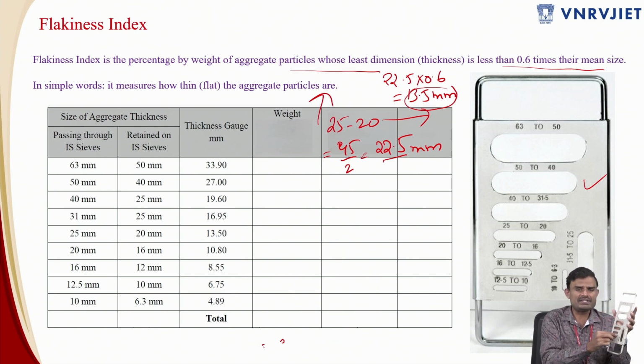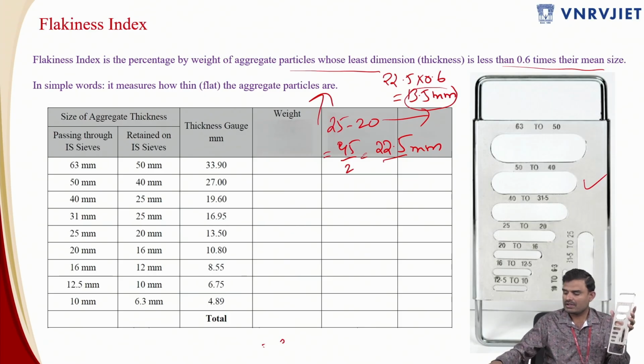So like that, each and every slot has been provided in order to decide what is a flaky particle for each and every size range. So you have to understand that a flaky particle is going to depend upon each size range, and it is not unique for all the size ranges.